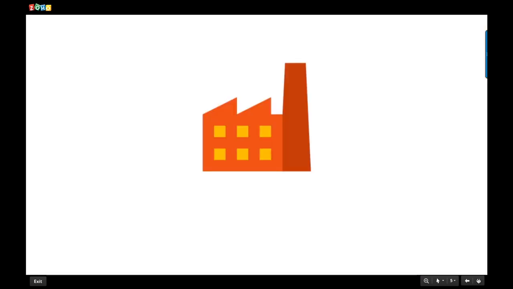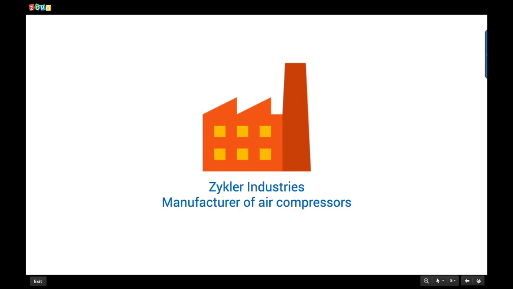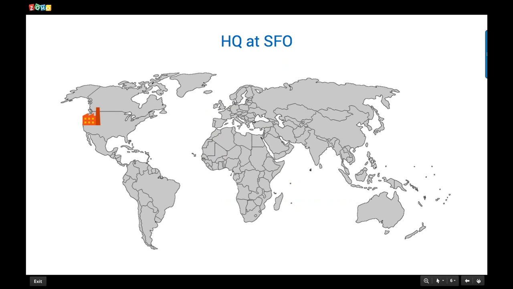So before going into setup, let me tell you about a real life scenario on how a manufacturing company increased their operational efficiency using Zoho Docs. The names have been changed to maintain customer confidentiality. This is Zeitler Industries, and they manufacture air compressors that are sold around the world. In the beginning, Zeitler Industries managed their production, design, and sales out of their headquarters at San Francisco.